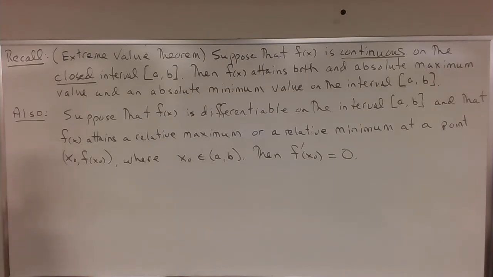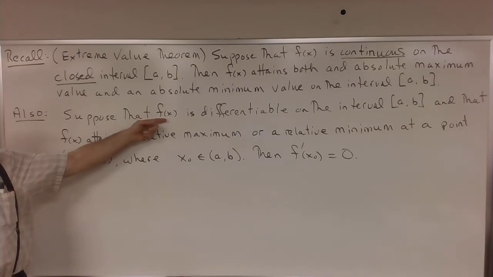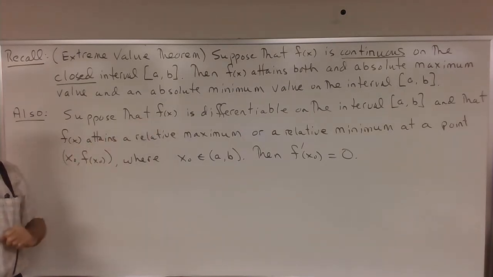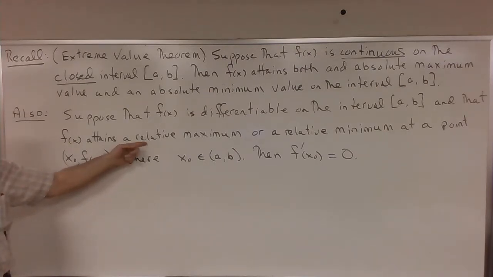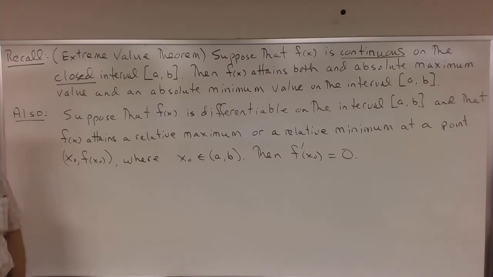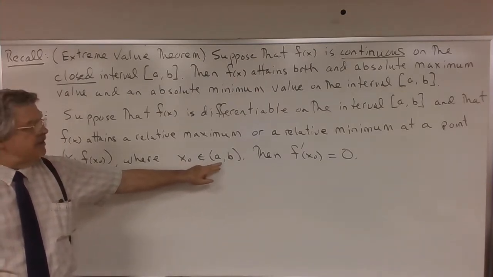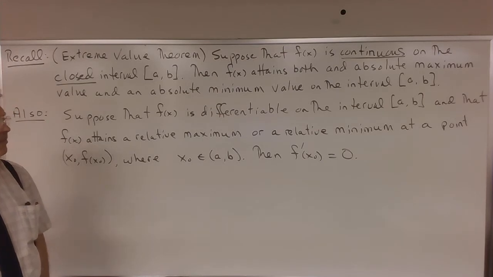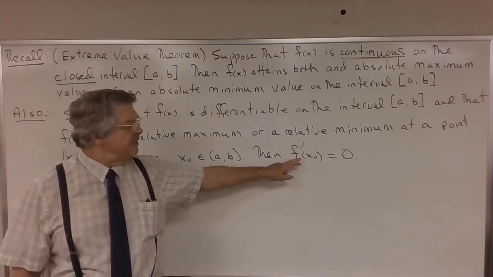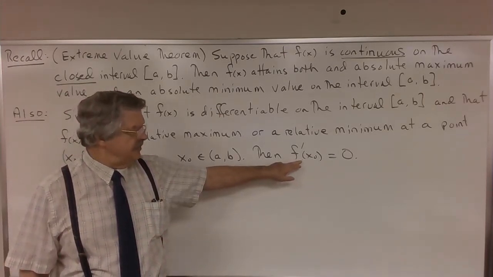Now, the next thing that we want to recall is that if f of x is differentiable on a closed interval AB, and it attains a relative maximum or a relative minimum at some point x naught, f of x naught, where x naught is in the open interval AB, then the derivative equals 0 at that point.